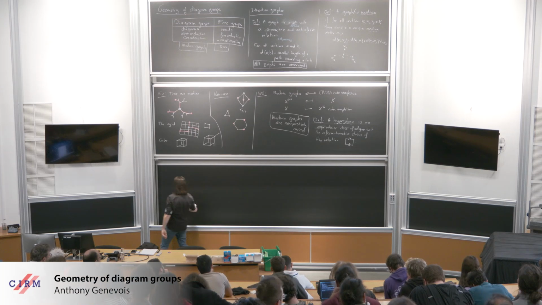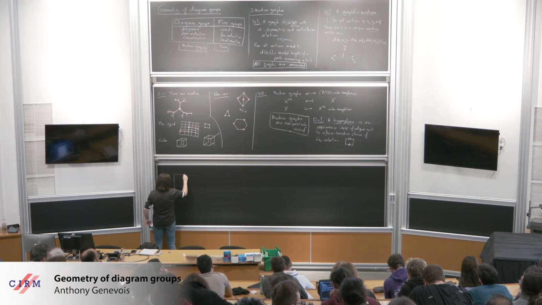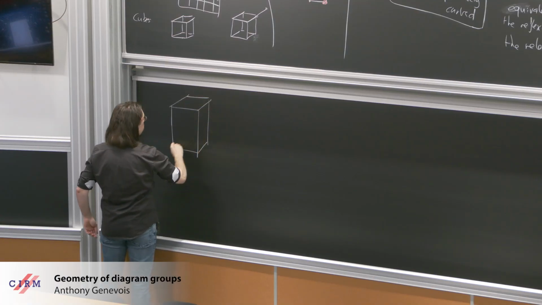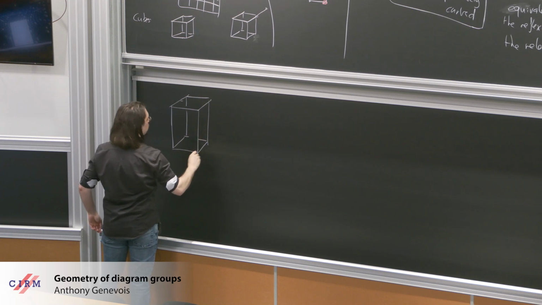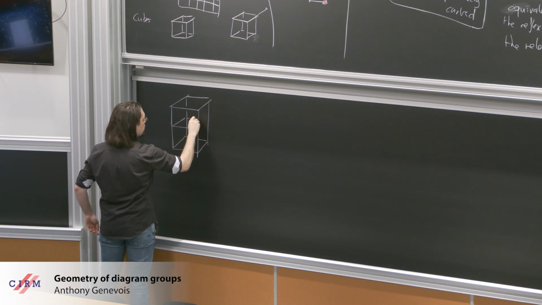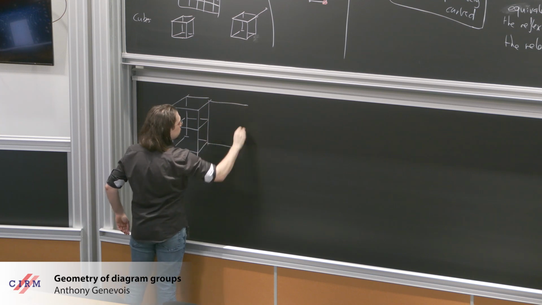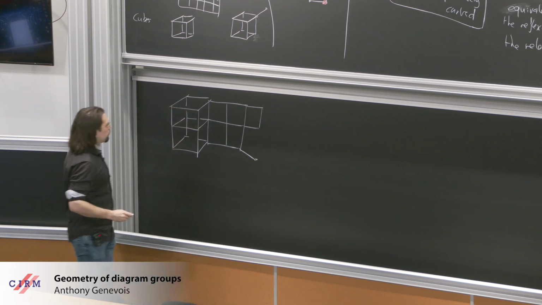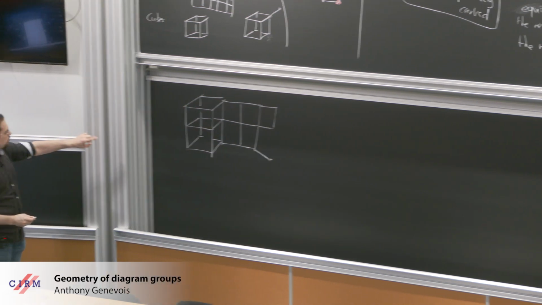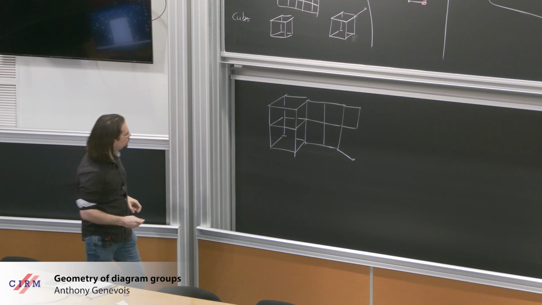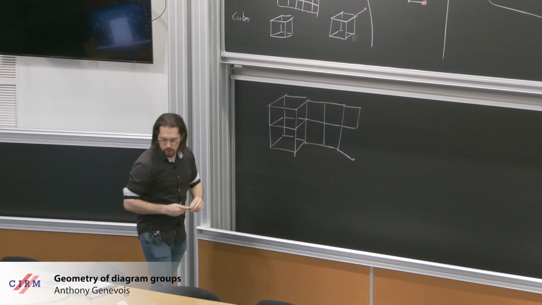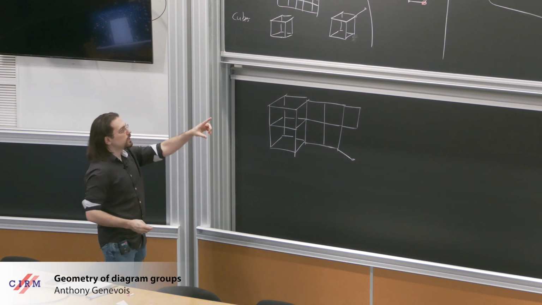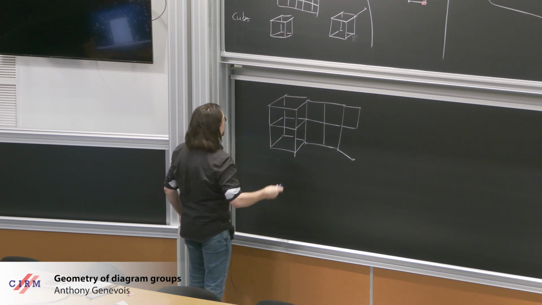So let's draw some more or less generic median graph. If all the edges are here, right, it's okay. So what's an example of a hyperplane? It's an equivalence class of edges. So let's start with some edge. Let's say this one.